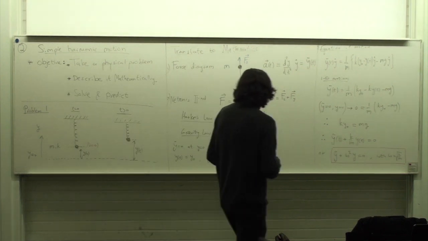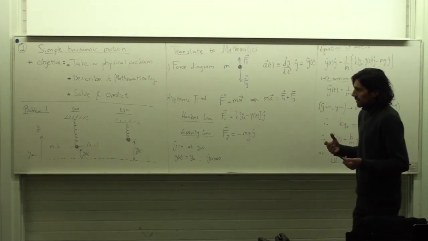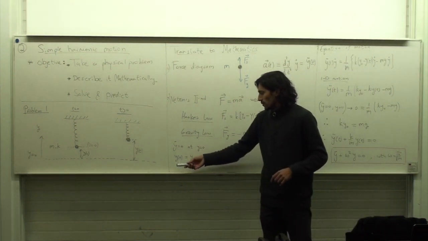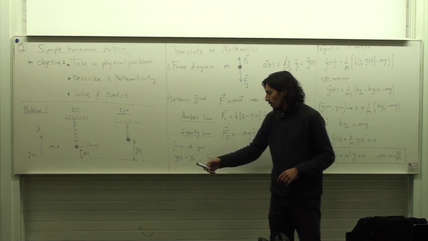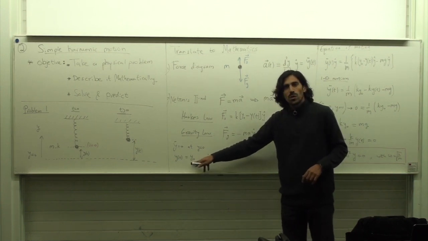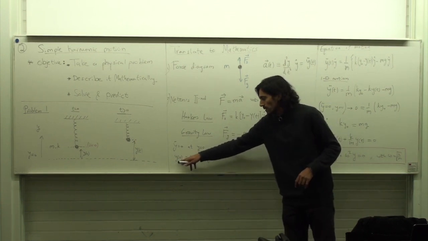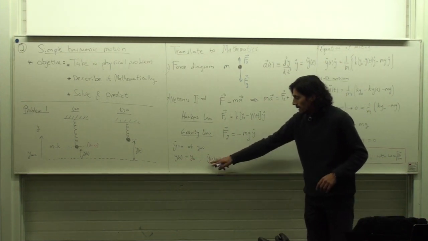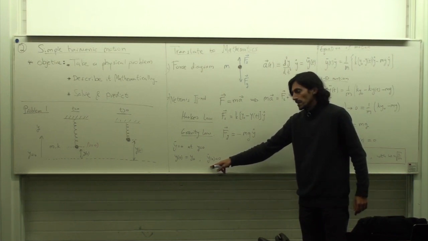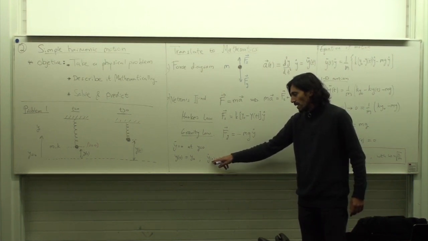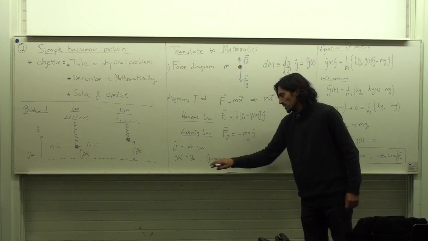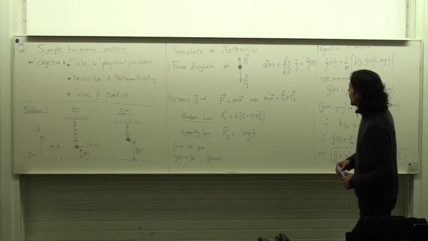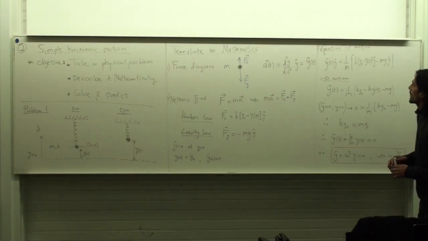The problem that we have has initial conditions: at t equals 0, we are found at some position y0, so y(0) equals y0, and y dot, which is the velocity at time t equals 0, would also be 0. So these are the initial conditions of the physical problem.